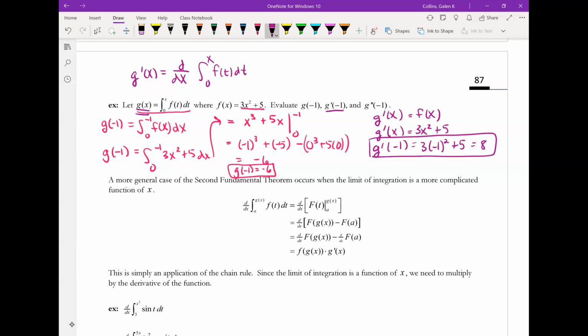All right, lastly, to get the second derivative of g at -1, well, we already have an expression for the first derivative of g. So just taking that, I can get my expression for the second derivative. Just take the derivative of 3x squared plus 5, so 6x. So the second derivative of g evaluated at -1 is -6.